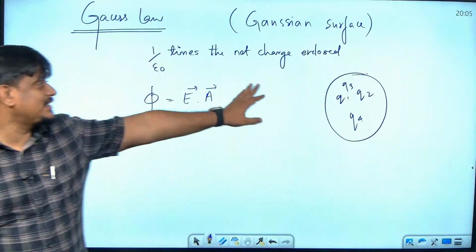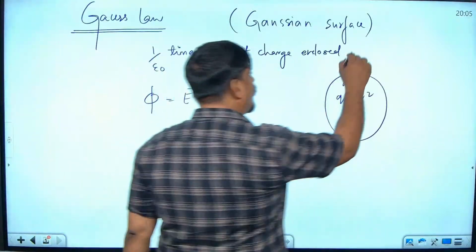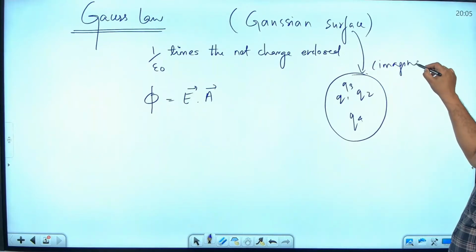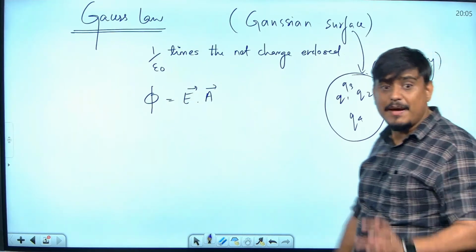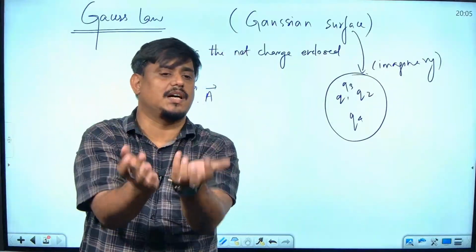And this surface he called a Gaussian surface. So what is a Gaussian surface? A Gaussian surface is an imaginary surface. It is not real, it is imaginary. It is an imaginary surface which is used to enclose the charges.